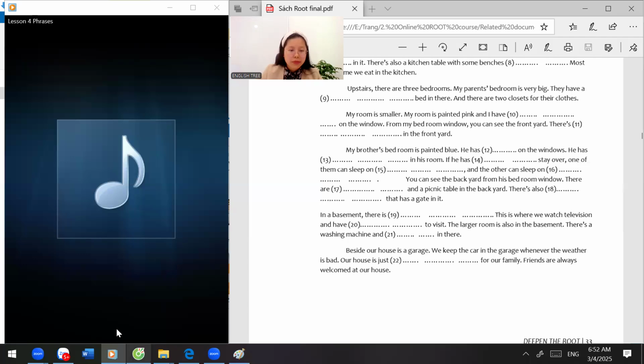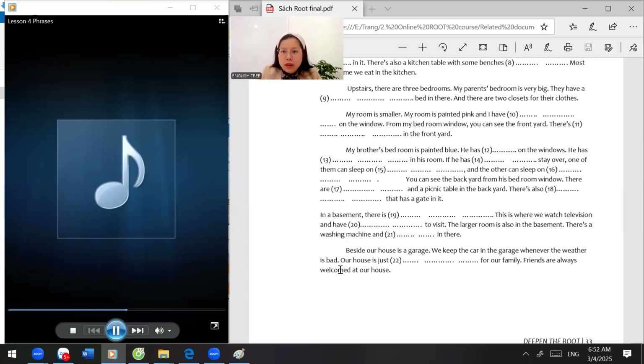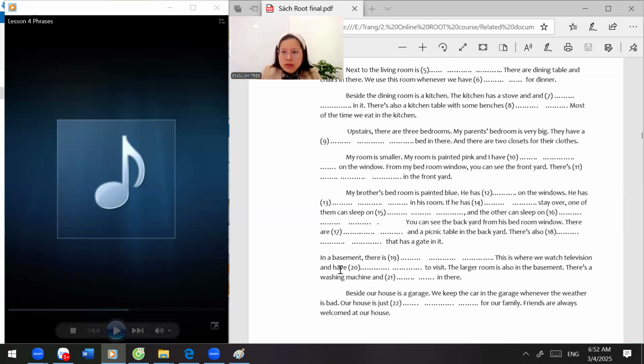Okay. From my bedroom window, you can see the front yard. Yeah. There's a pine tree in the front yard. There is a pine tree. So listen to, if you hear there is or there's. There's a pine tree in the front yard, very quickly, right? There's a pine tree in the front yard.